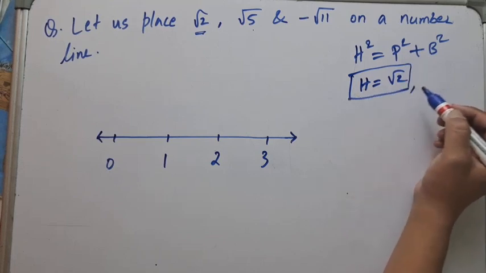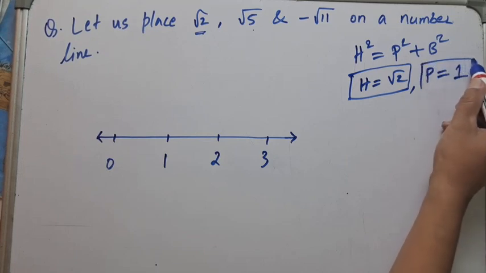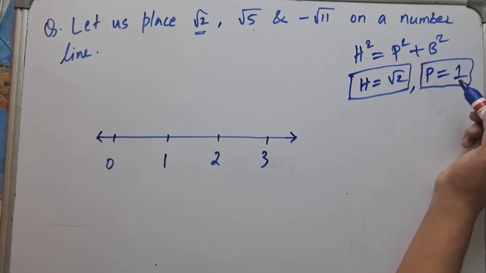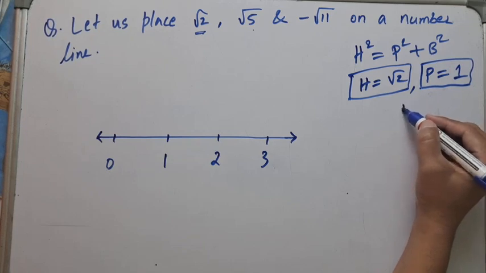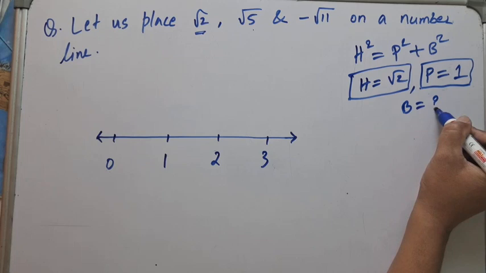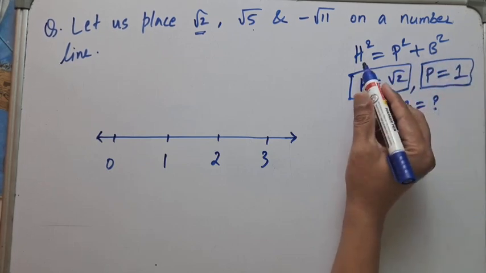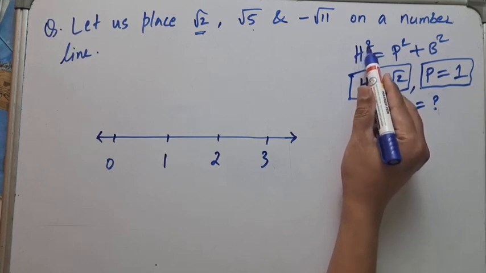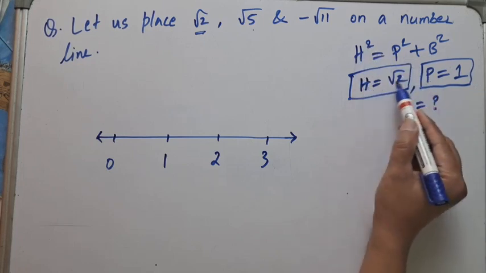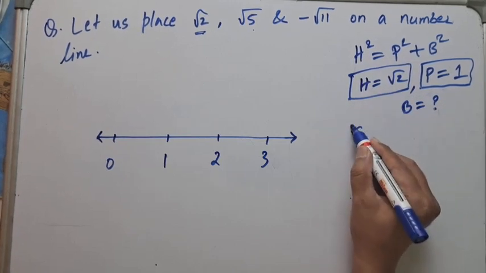And we should also keep in mind that perpendicular is always equal to 1 for every case. Now our main task is to find base, since we do not have base. Base is question mark. We will find base applying this Pythagoras theorem. So h square, and we have h as root 2, so we put root 2 in place of h.